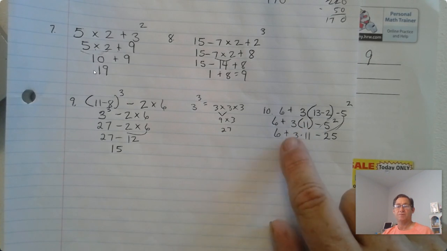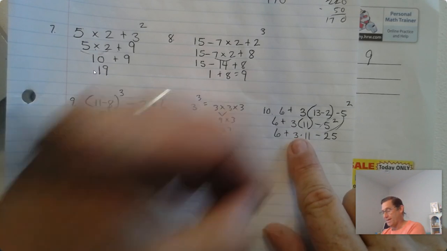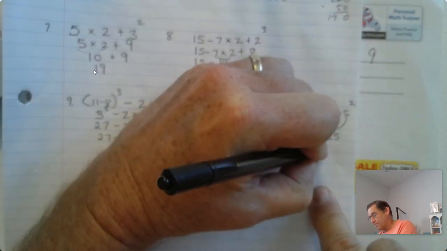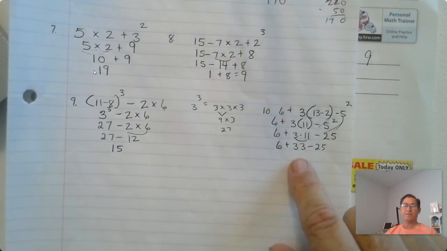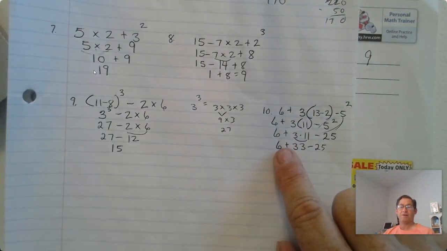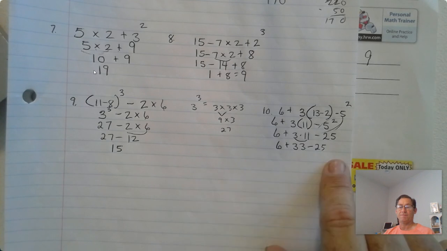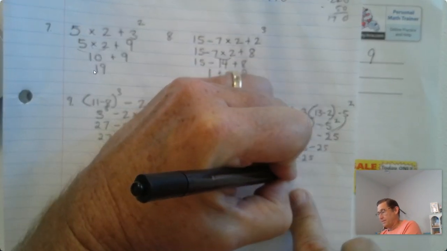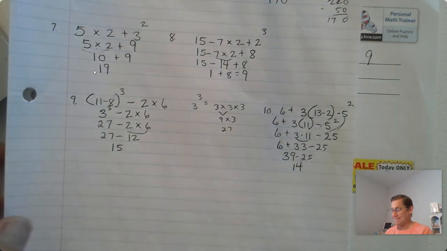Okay, so addition, multiplication, subtraction. I'm going to multiply next. Okay, so 3 times 11 is 33. Now we have addition and subtraction. We're just going to go left to right. And we wind up with 14.